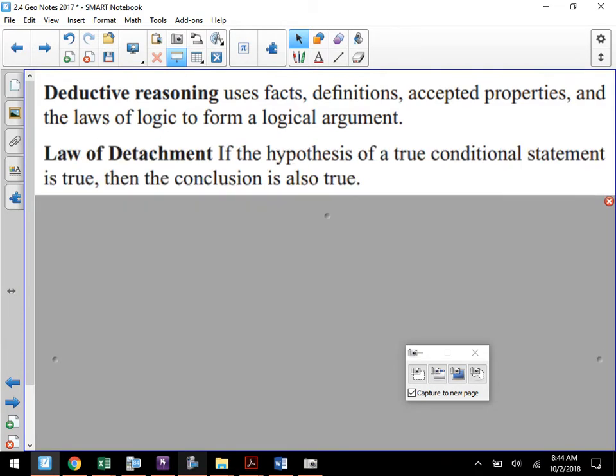So there are two laws that we're going to talk about. One of them is called the law of detachment. Basically, the law of detachment is: if the hypothesis of a true conditional statement is true, the conclusion is also true. But in other words, don't write that down. Law of detachment.